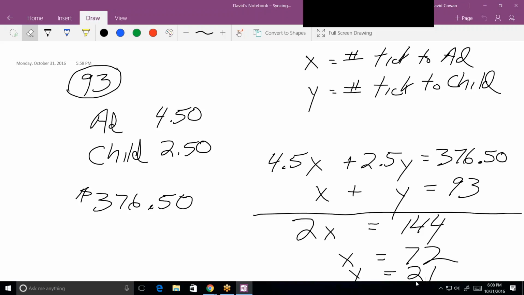But the secret of these really isn't this. You know how to do this. You're going to get this right almost every time. The secret is setting it up. And the secret to setting it up is this part right here in the upper right.